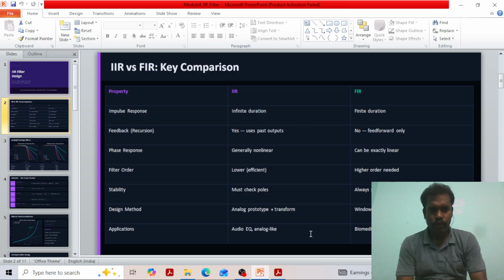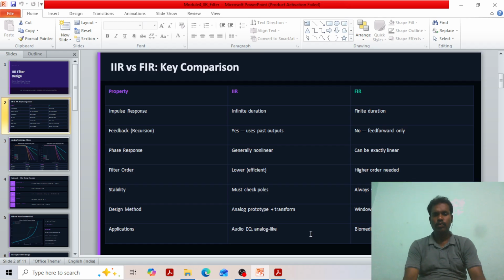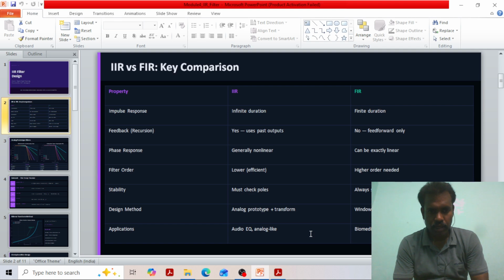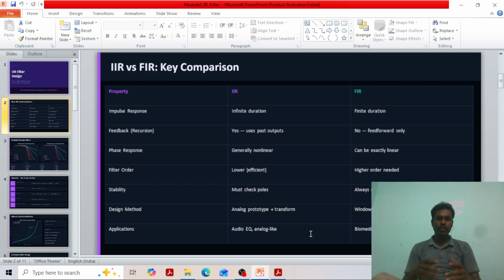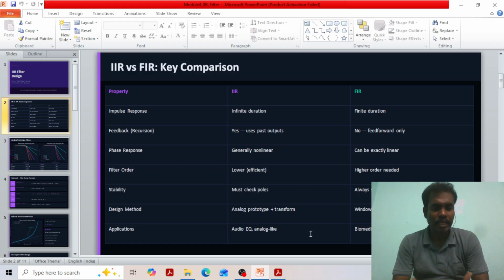And the order of the filter. For designing any given specification for a filter, IIR needs a very low order. With a lower order, it is able to achieve that specification, but FIR needs a higher order to achieve any specification. Another important thing is stability. The stability of an IIR filter has to be decided based on the poles, but an FIR filter is always stable. So the stability of the FIR filter is very high.